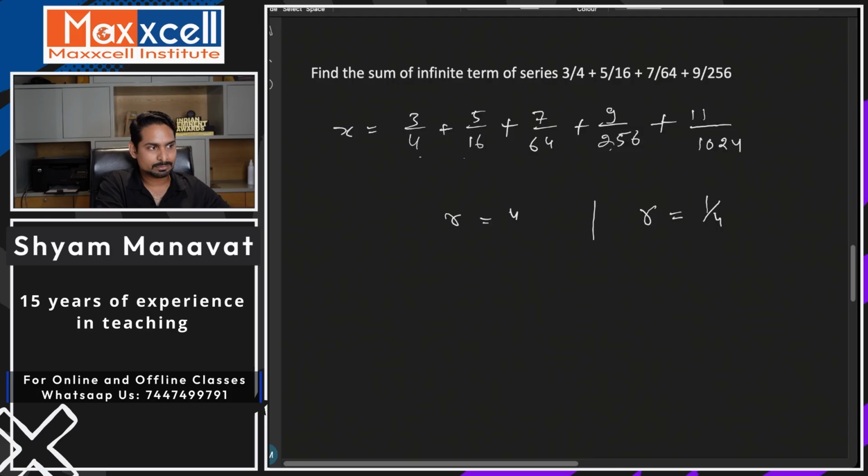Personally, I don't like to use fractions. It will again increase the complexity of the question. Keep it simple, that's my opinion. You can use 1 upon 4 also. Now if I multiply this entire series by 4, what do you get here?